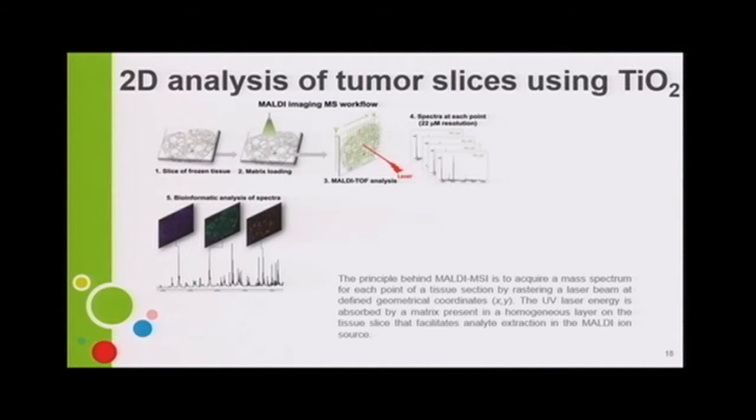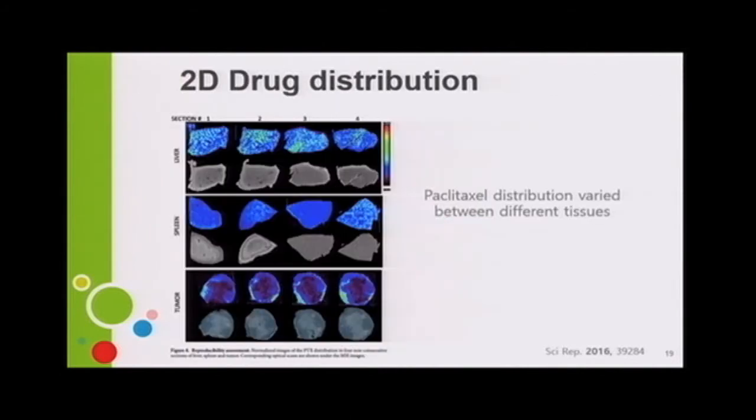Then we put all together with bioinformatic analysis of the spectra, and we started with the study of the distribution of Paclitaxel. So here you can see our first results. You can see that Paclitaxel distribution varied between different types of tissues. If you look here, you have the liver, the spleen, and the tumor. Immediately, you can observe that in the tumor, the drug is not homogeneously distributed.